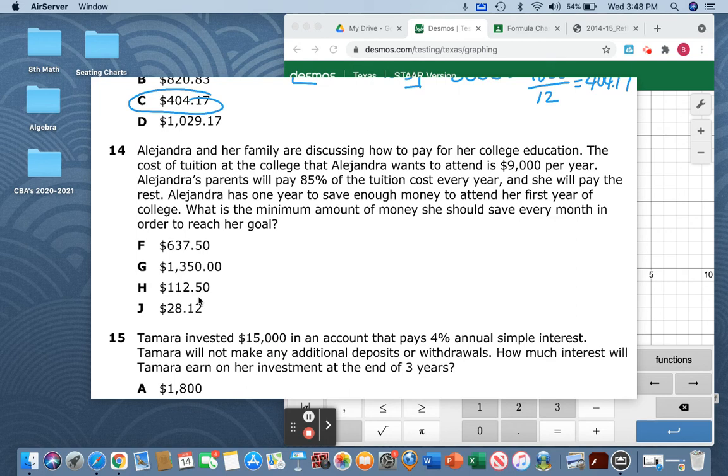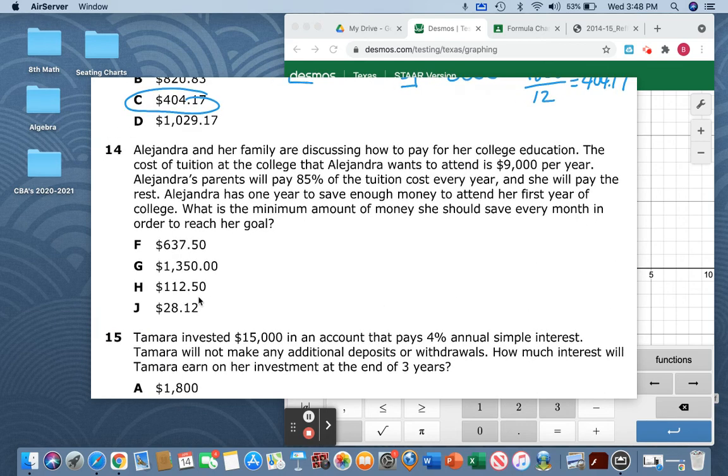Two more. Alejandra and her family are discussing how to pay for her college education. The cost of tuition at a college that Alejandra wants to attend is $9,000 per year. Alejandra's parents pay 85%. So that means she's paying 15% of the tuition cost every year.